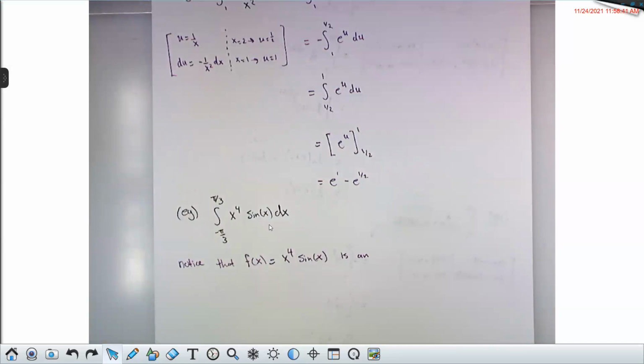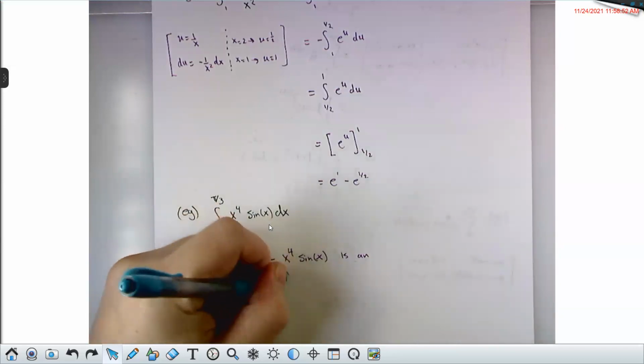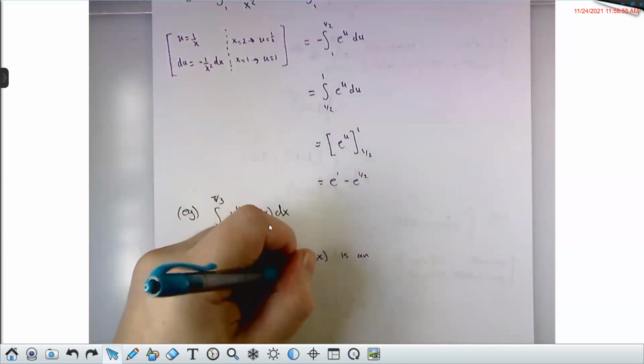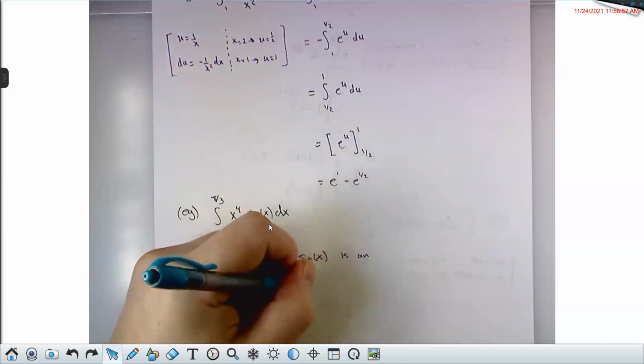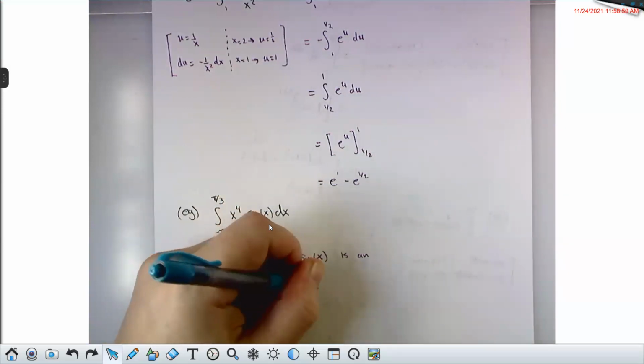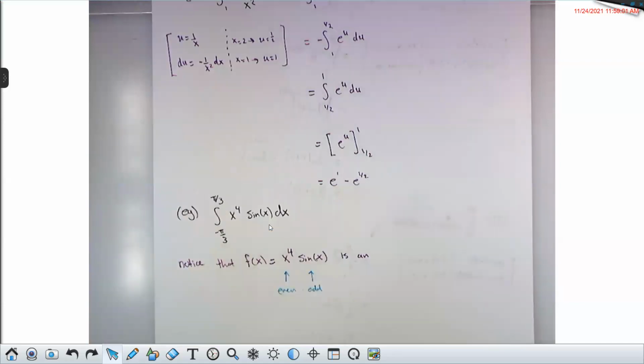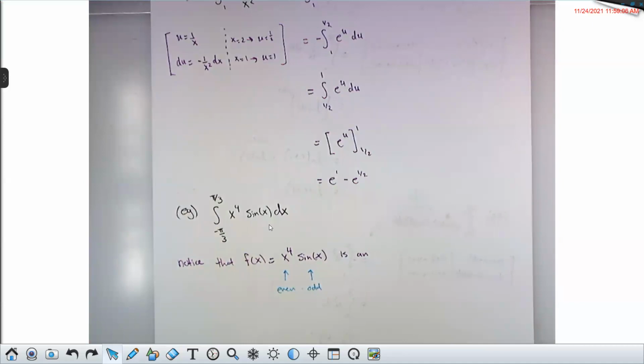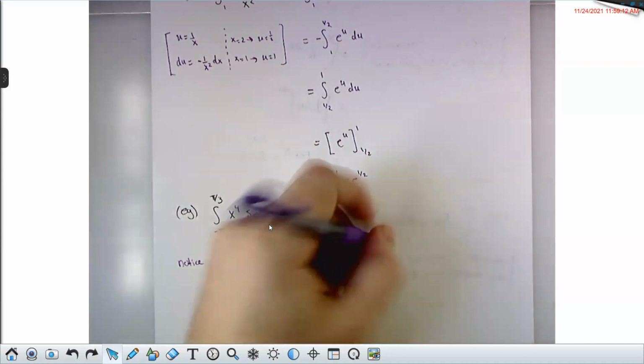It could just be the integral of 0 to pi over 3. Well, 2 times the integral of 0 to pi over 3 of this. That would be true if this was an even function. X to the 4 is even. What about sine of x? It's odd. Yeah, sine x is an odd function. So what is this whole function? X to the 4 times sine of x. It's odd. Yeah, this is an odd function.